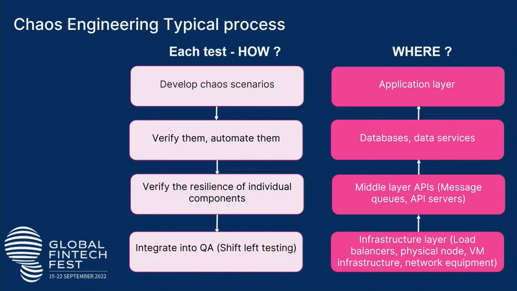And this is what we just discussed. You take one scenario, you do it well, you identify the steady state hypothesis, you test it, and you automate it, and then move on, right? Move on from the infrastructure layer all the way to the application layer, right?